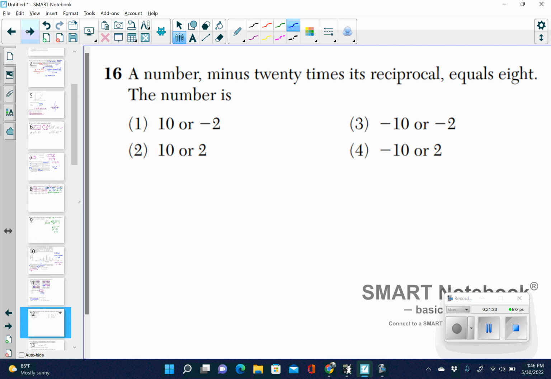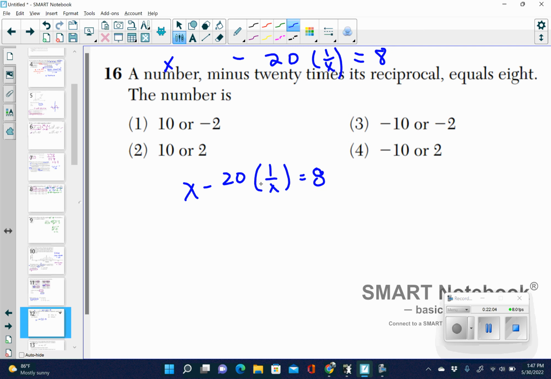So the next one, you have a number. So I'm going to call this x minus 20 times its reciprocal. Reciprocal means that I'm going to take the number and I'm going to flip it. So 1 over x. And it says equals 8. So I just took English and I put it into math. So I have x minus 20 times 1 over x equals 8.